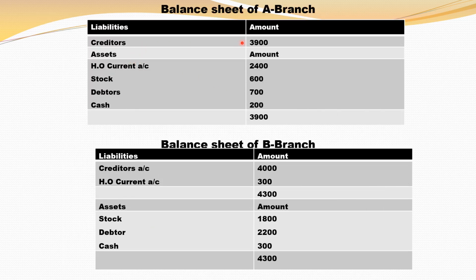Yes, we have the balance sheet of A branch. So creditor we should take in the consolidated balance sheet. Head office current account, ignore, because it will get offset in the consolidated balance sheet. Stock, debtor, cash, all the three should be taken. Next we have the balance sheet of B branch. Creditor, yes, you should take in the consolidated balance sheet. Head office current account, ignore. Then you should take the assets of stock, debtor and cash in the consolidated balance sheet.